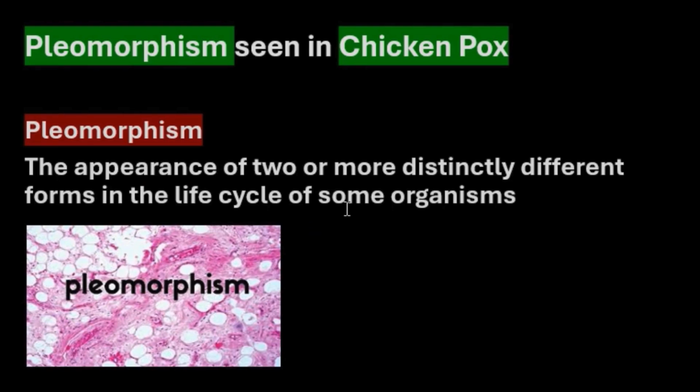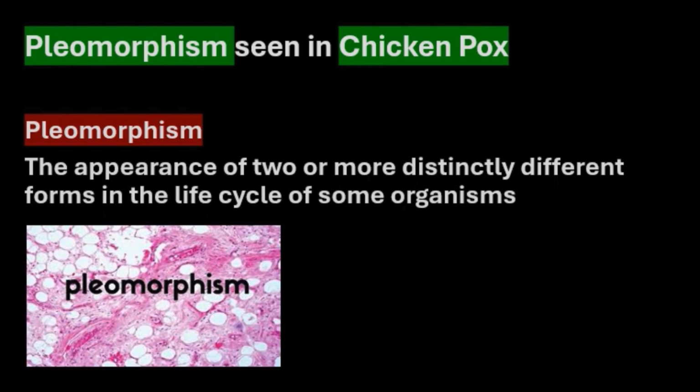Pleomorphism is seen in chickenpox. It is the appearance of two or more distinctly different forms in the life cycle of some organism. That is pleomorphism. So the appearance of two or more distinct forms of a microorganism in the life cycle is pleomorphism, which is seen in chickenpox.